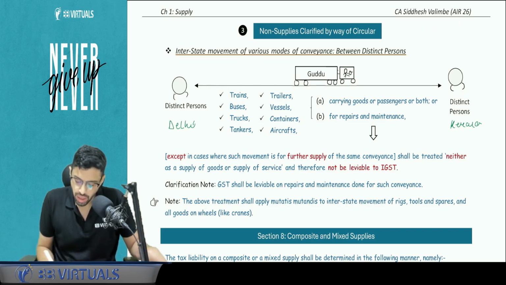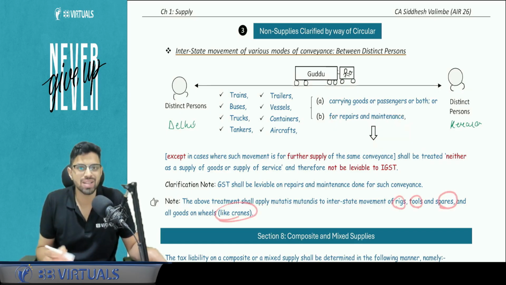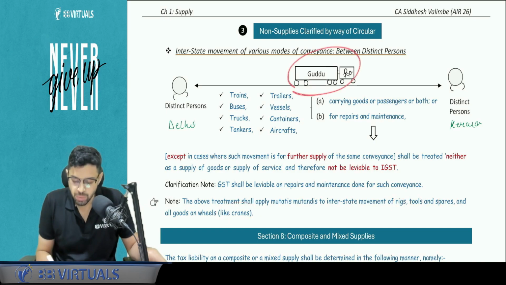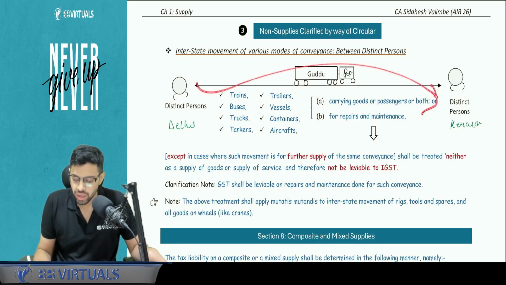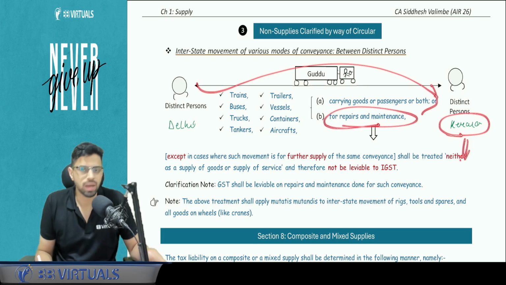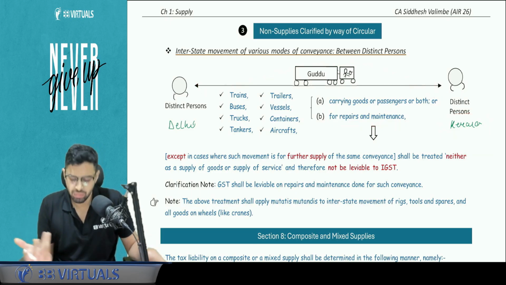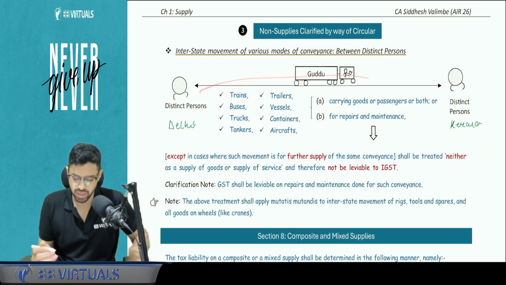Now, just to clarify, on repair maintenance, GST will be applicable. And this same treatment will apply for transfer of rigs, tools, spares, and all the goods on wheels, for example, cranes. If tools and spares are transferred instead of a conveyance, the same treatment will apply. It will not be considered a supply. So let's say tools are being given to the Kerala distinct person for the purpose of some use or some repair maintenance. That is okay. That is not a supply because the intention is not to sell it.